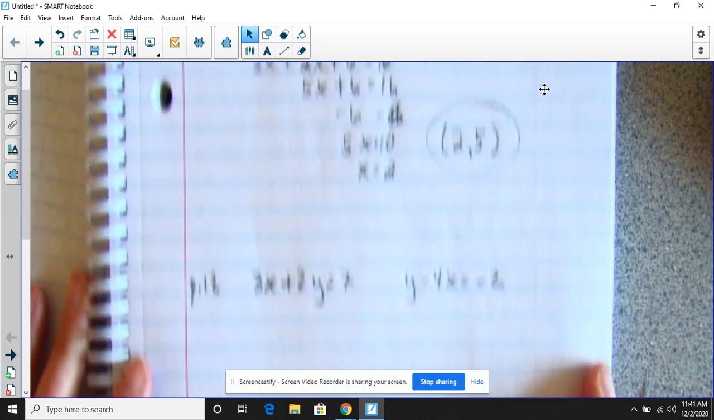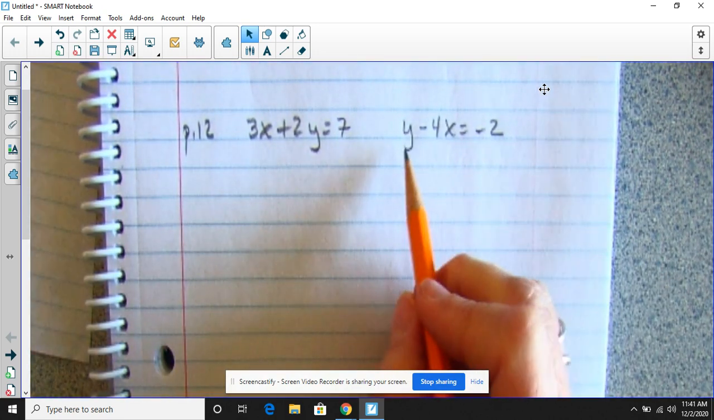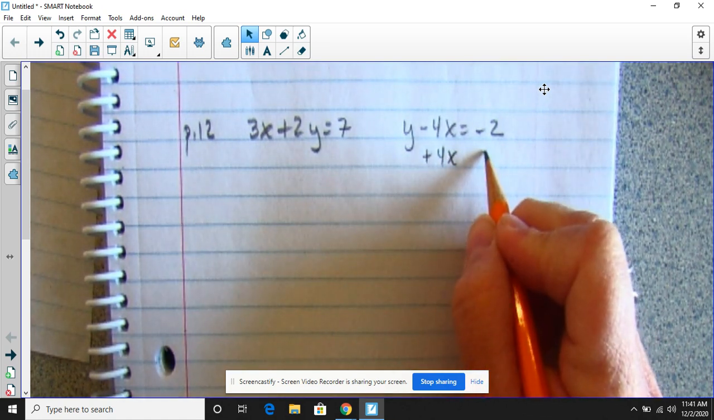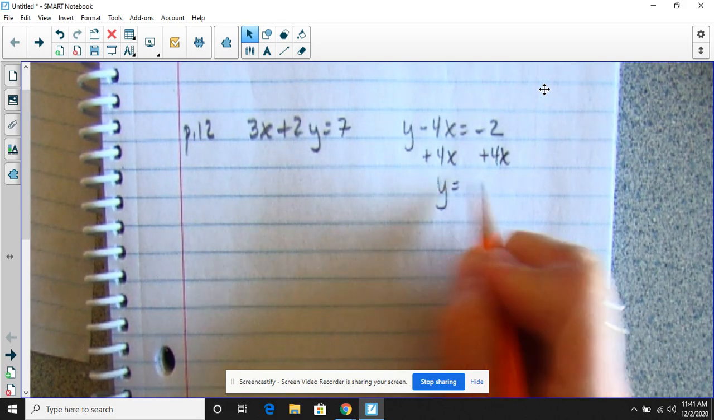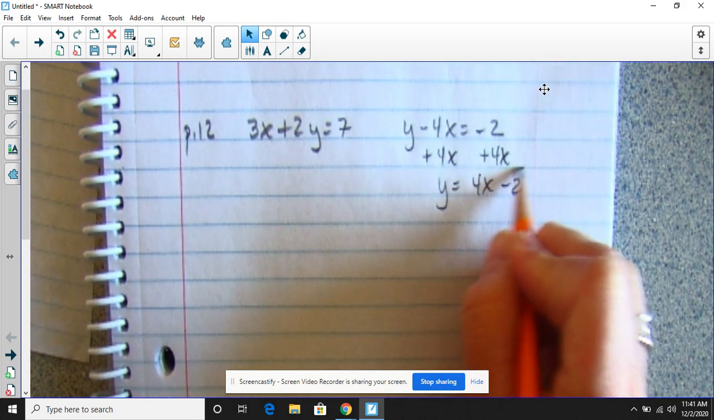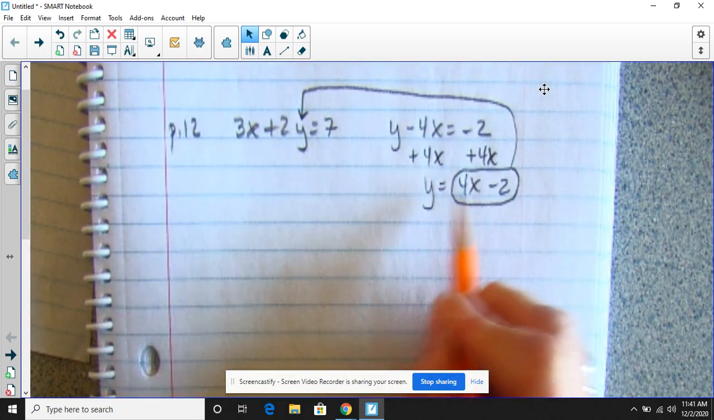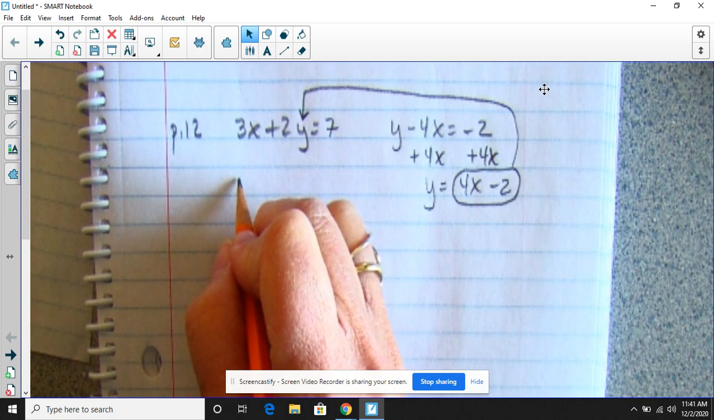I might can do this. My time is getting close, but I'm going to try. This is not in slope-intercept form, but you can easily put it in slope-intercept form. Just add 4x to both sides, and you get y is equal to 4x minus 2. And it doesn't actually have to be in slope-intercept form. You just need to have y solved for itself. But I'm so used to putting it in slope-intercept form, that's what I'm going to do.